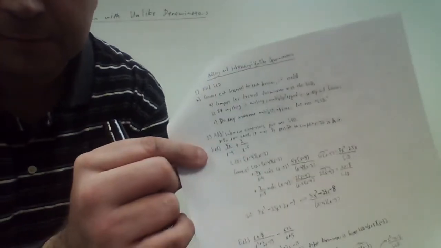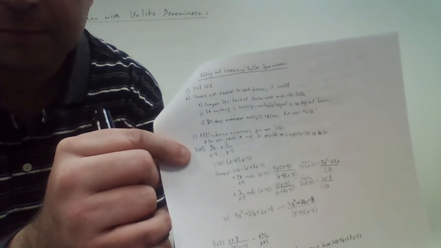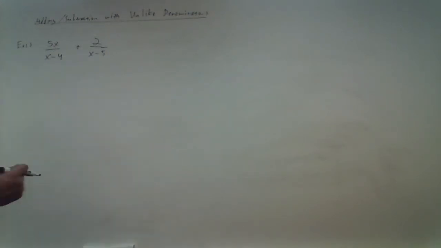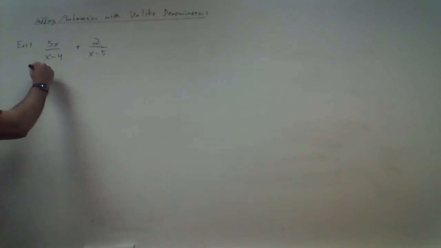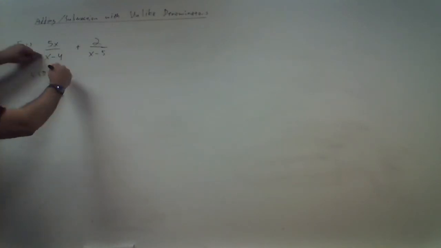I'm going to try to keep this as steady as possible. Okay. So steps are on top. The first thing you would do is find the least common denominator, which was covered in a different video, but these two have no common factor besides 1, so the LCD is just their product.